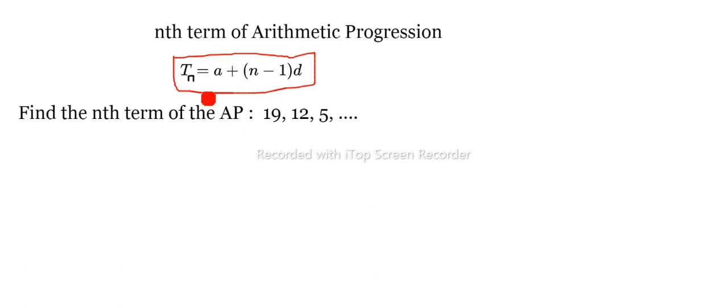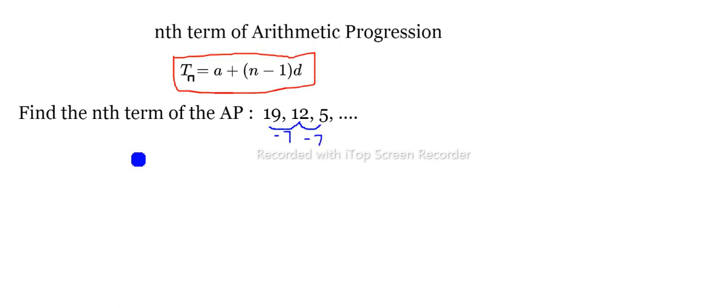So we have a question here. Find the nth term of the AP 19, 12, 5. Now let's first establish that this is an AP. Remember, for an AP, we keep adding a number, a positive number or a negative number. So 19 to 12 is like I subtracted 7. Then 12 to 5 is like I subtracted 7 as well. So that means it's an AP.